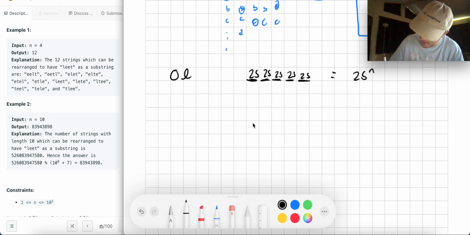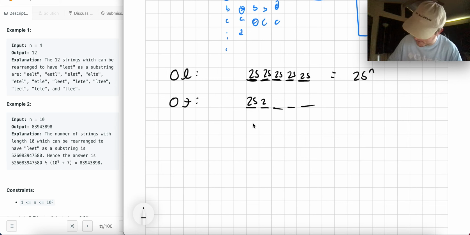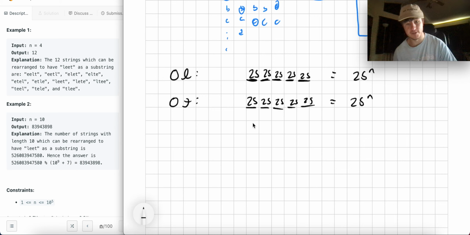All right. How about having 0 T's? Well, to have 0 T's, it's the same thing, right? Just now I can't select T. So again, I have 25 things that I can do, and that equals 25 to the n as well.